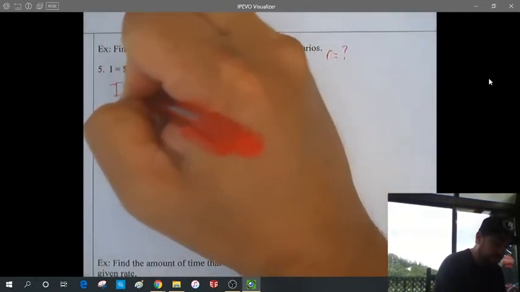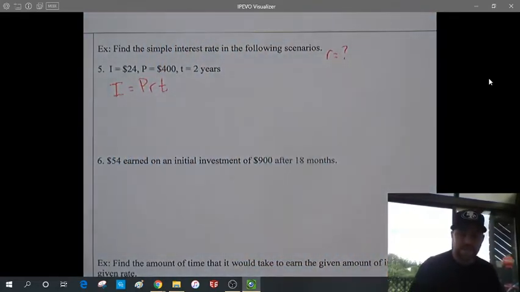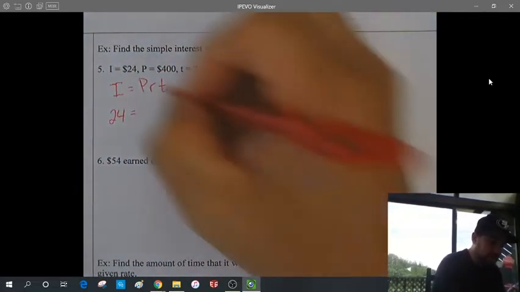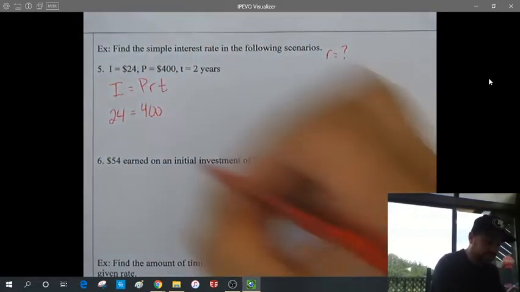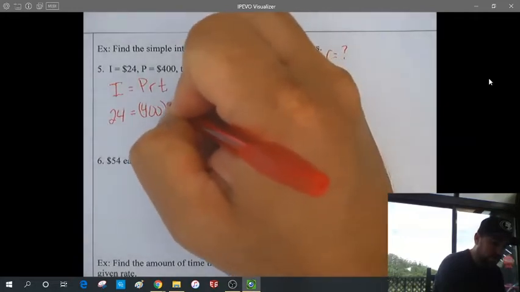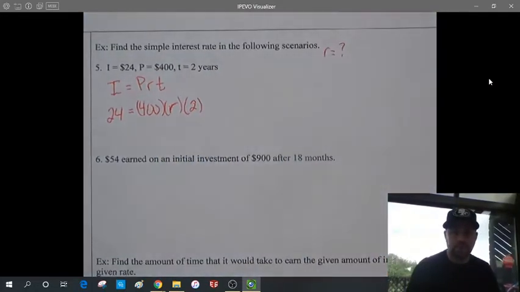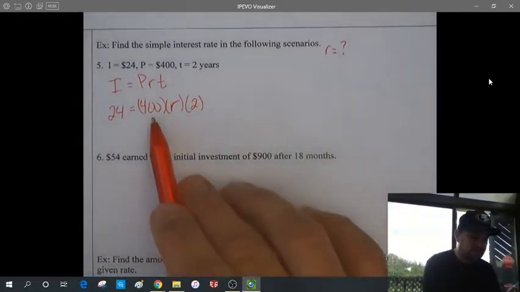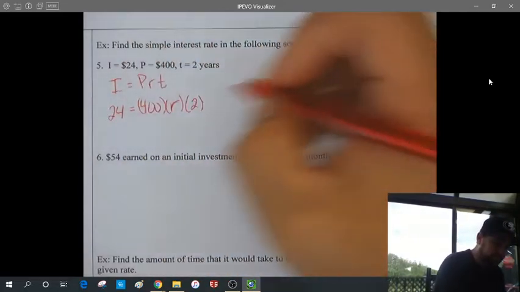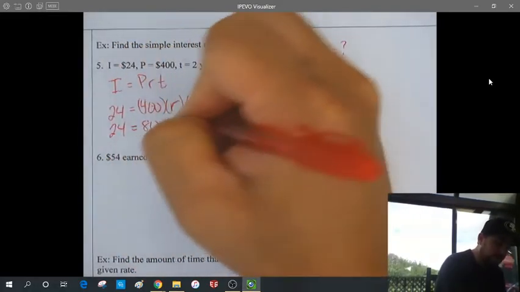So as we can see, this one just already has labeled what we know. So if, again, my simple interest formula is I is equal to P times R times T, in this case I know I, that's $24, is equal to P, which is 400, times my rate I don't know, so that's still just R, times my time, which is 2 years. Okay, so now to be able to solve this, what I can do is first simplify, because I'm multiplying all these together. I can multiply the 400 times the 2, so I get 24 equals 400 times 2 is 800, and then R.